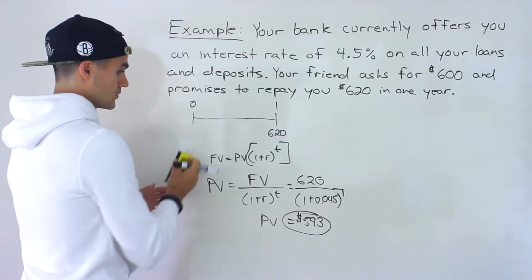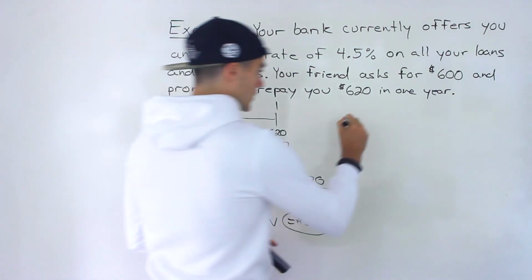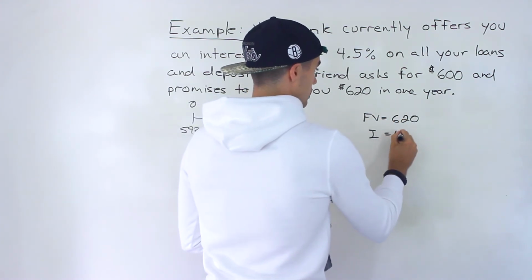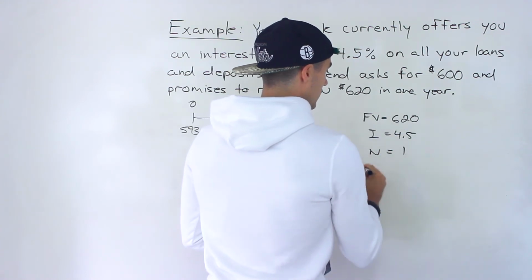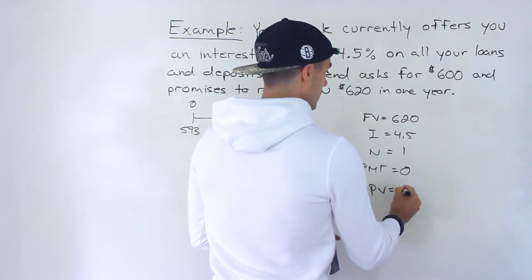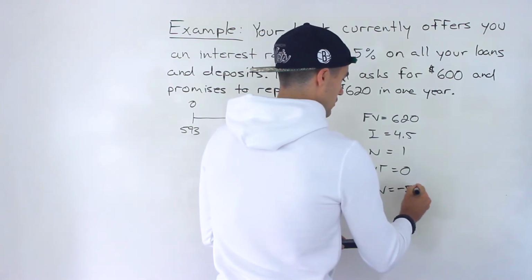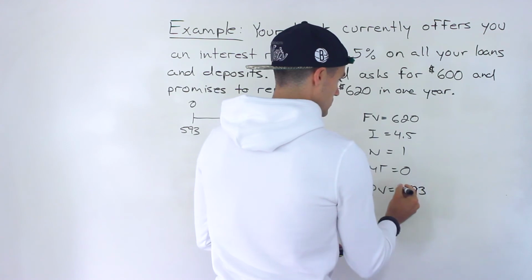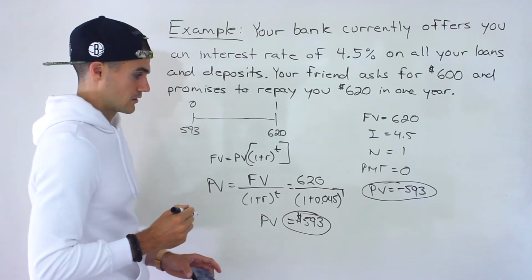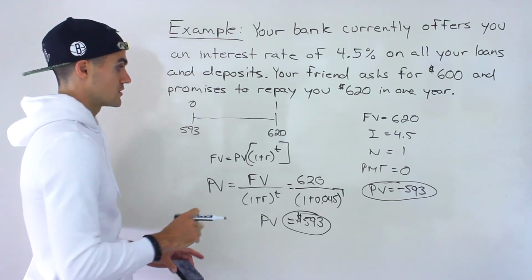So here, we would put in 593. And then you can get this with the financial calculator as well. Future value would be 620, interest rate 4.5%, it's for 1 year, no other cash flows in between. So when we solve for PV, we would end up with negative 593. I think it's like 593 and 30 cents, but I'm just going to round it to the nearest dollar. So you could do it with the financial calculator as well. Whichever way you do it, 593 is the amount you'd have to deposit to get 620.